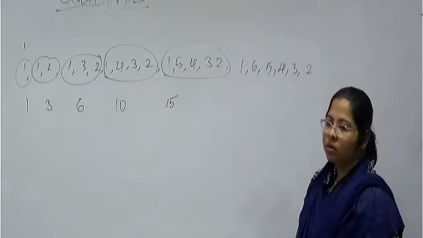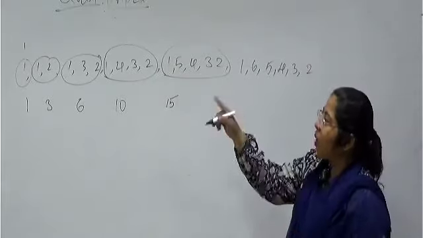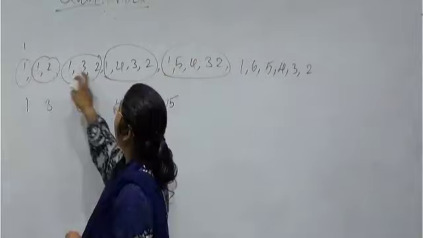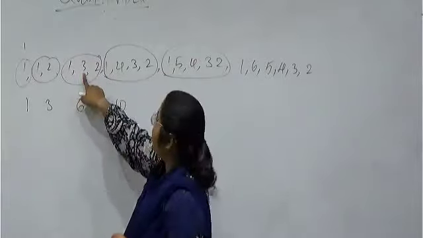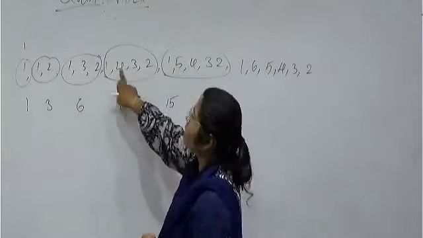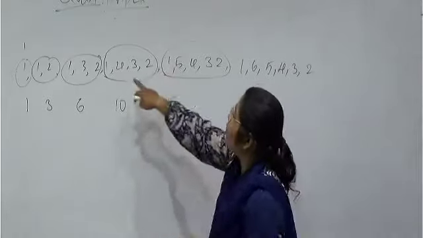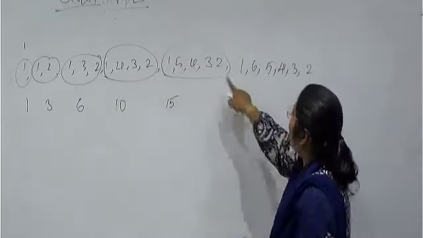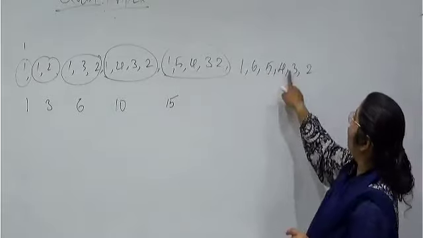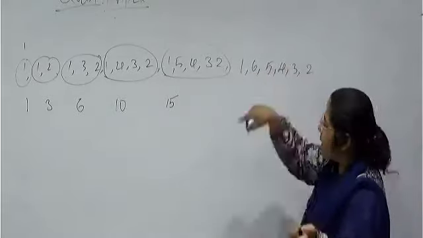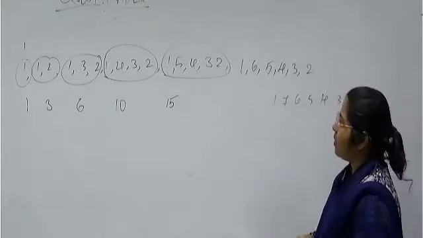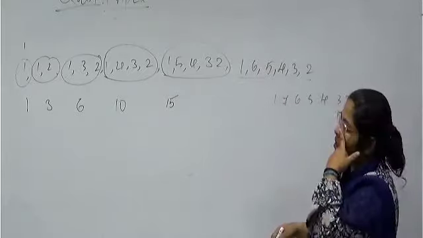1, 1, 2, then 1, 3, 2, then 1, 4, 3, 2 means you are inserting one number. 1, 2 is there, in between you put 3. Now 1, 3, 2 is there, in between you put 4 as the second number. Now 1, 4, 3, 2 is there, you added 5, now 1, 5, 4, 3, 2. The second number is 6. Like that, next, 1, 6, 5, 4, 3, 2 and here you will add 7. What is the sum of this?